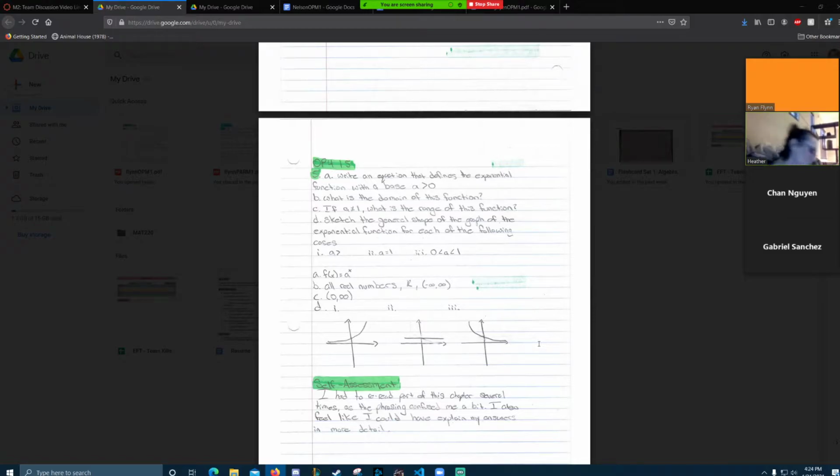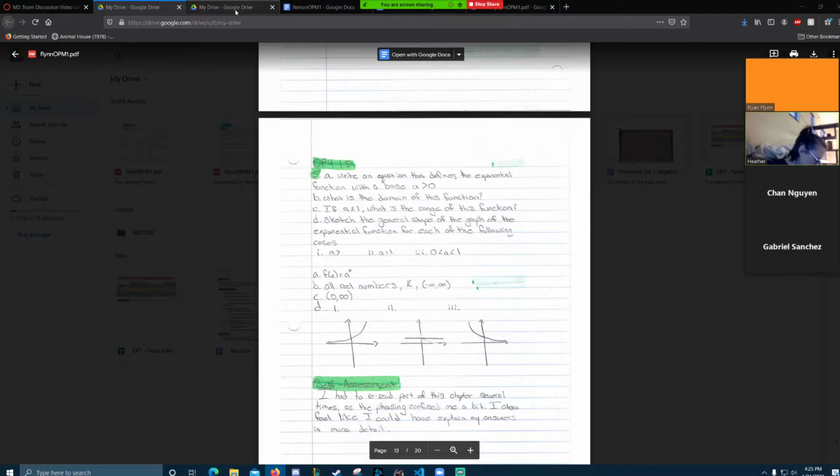So we'll go ahead and move on to OP4 1.5, number 5, which is: write an equation that defines the exponential function with the base a, where a is greater than 0. What is the domain of the function? If a does not equal 1, what is the range of the function? Sketch the general shape of the graph of the exponential function for each of the following cases: a greater than 1, a equals 1, and 0 less than a less than 1.